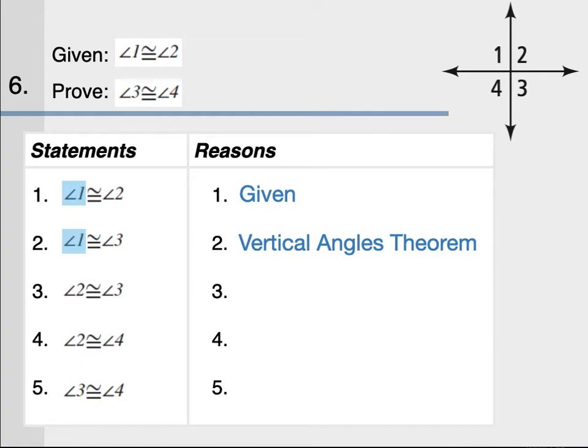There's a property you learned a couple lessons back that lets you do this and say if two things equal the same thing, then they equal each other. Transitive property. And because you have congruency symbols, it's transitive property of congruence. If it was an equal sign, you could get away with just saying transitive property, done. But if it's congruency symbols, you have to be a little bit more specific.